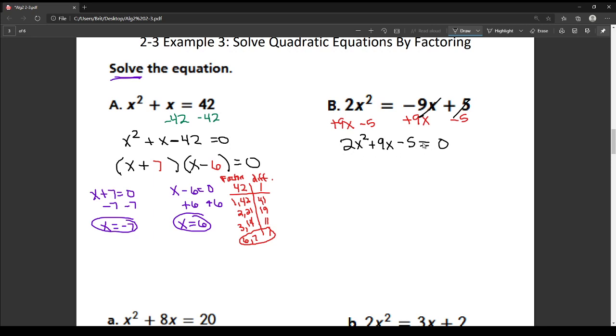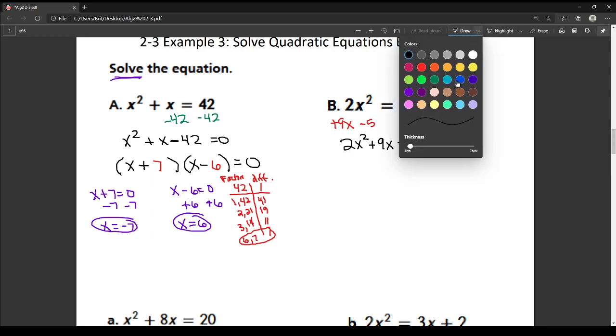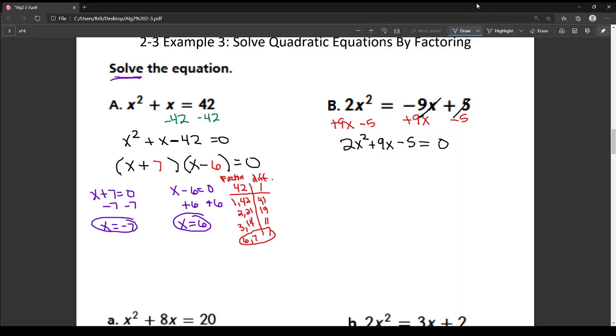Now this one I need to do factoring by grouping. So remember, that's where I'm splitting my b term. So when I set up my t-table, I need the factors of a times c. So 2 times negative 5 is negative 10. Alright, and my b term is 9. So they need to sum to 9.